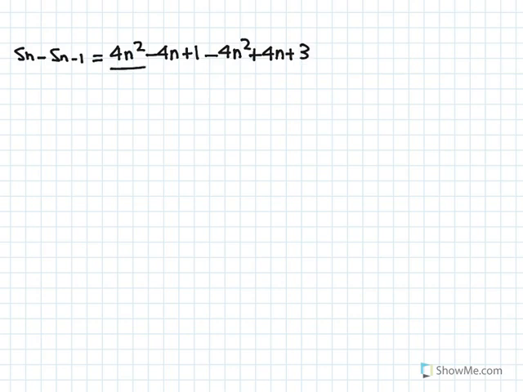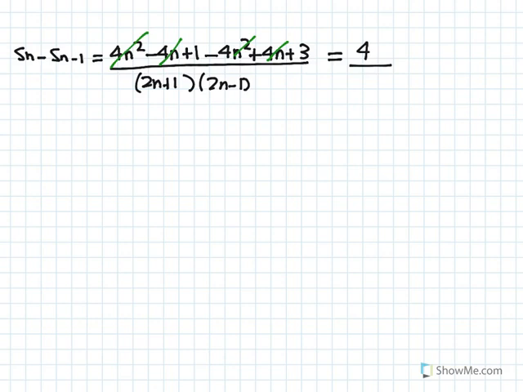So Sn minus Sn minus 1, if we simplify this, we have 4n squared minus 4n plus 1, minus, distributing the minus sign, 4n squared plus 4n plus 3, all divided by the denominator, (2n plus 1) times (2n minus 1). 4n squared cancels with 4n squared, 4n cancels with minus 4n, and in the numerator we just get 3 plus 1, that's 4, divided by, in the denominator, (2n plus 1) times (2n minus 1), so we get 4n squared minus 1. This gives us the general term an.